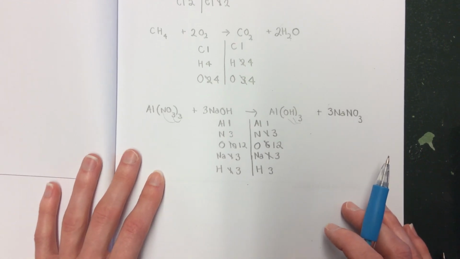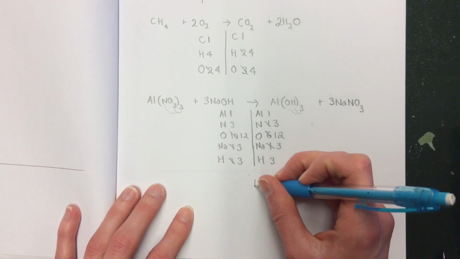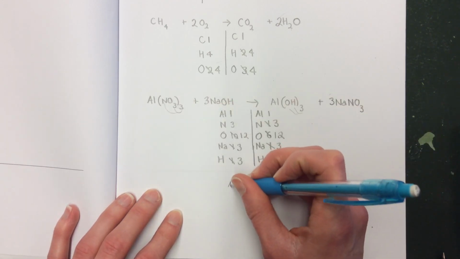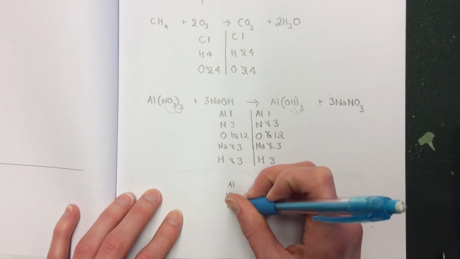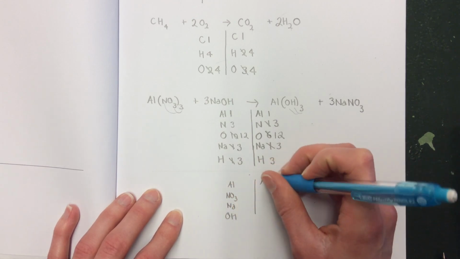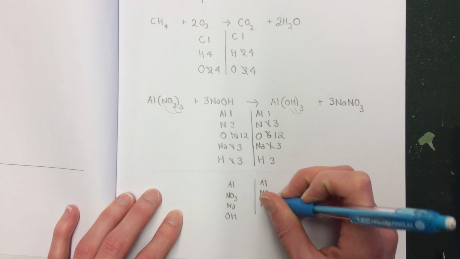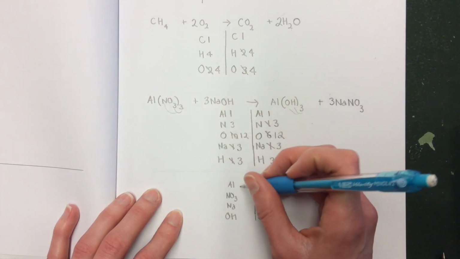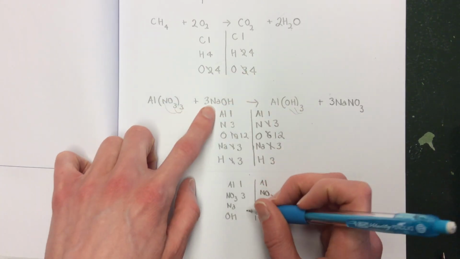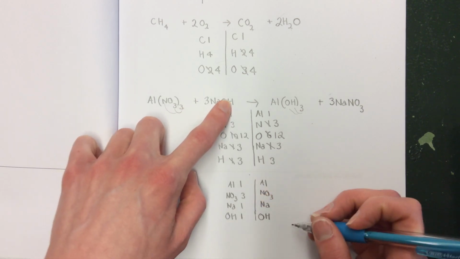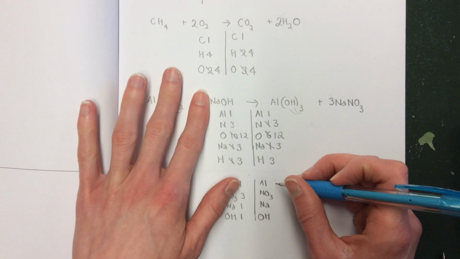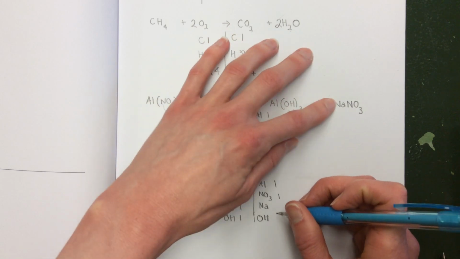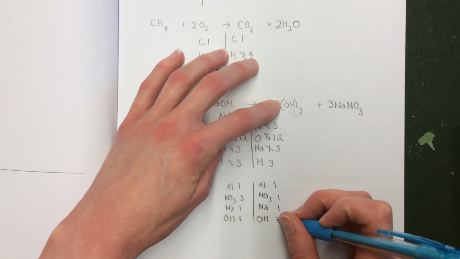Now let me show you the easier way to do this. The easier way is if you notice that there's some polyatomic ions here, you can actually treat those as kind of like one element. So I could go Al, NO3, Na, OH. And again, this only works for polyatomic ions. You don't want to group elements together otherwise. But if you look, I've got 1 of those 3 nitrates, 1 sodium, and 1 OH. This is like before I've balanced it. 1 aluminum, 1 NO3, 1 Na, and 3 OHs.